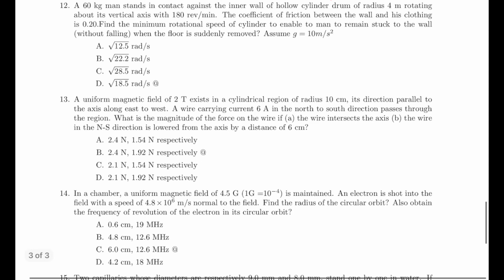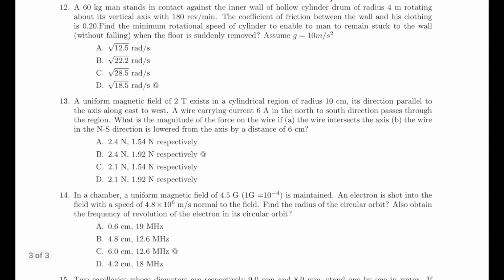12th problem. A 60 kg man stands in contact against the inner wall of a hollow cylindrical drum of radius 4 meter rotating about its vertical axis with 180 revolutions per minute. The coefficient of friction between the wall and his clothing is 0.2. Find the minimum rotational speed of the cylinder to enable the man to remain stuck to the wall without falling when the floor is suddenly removed.